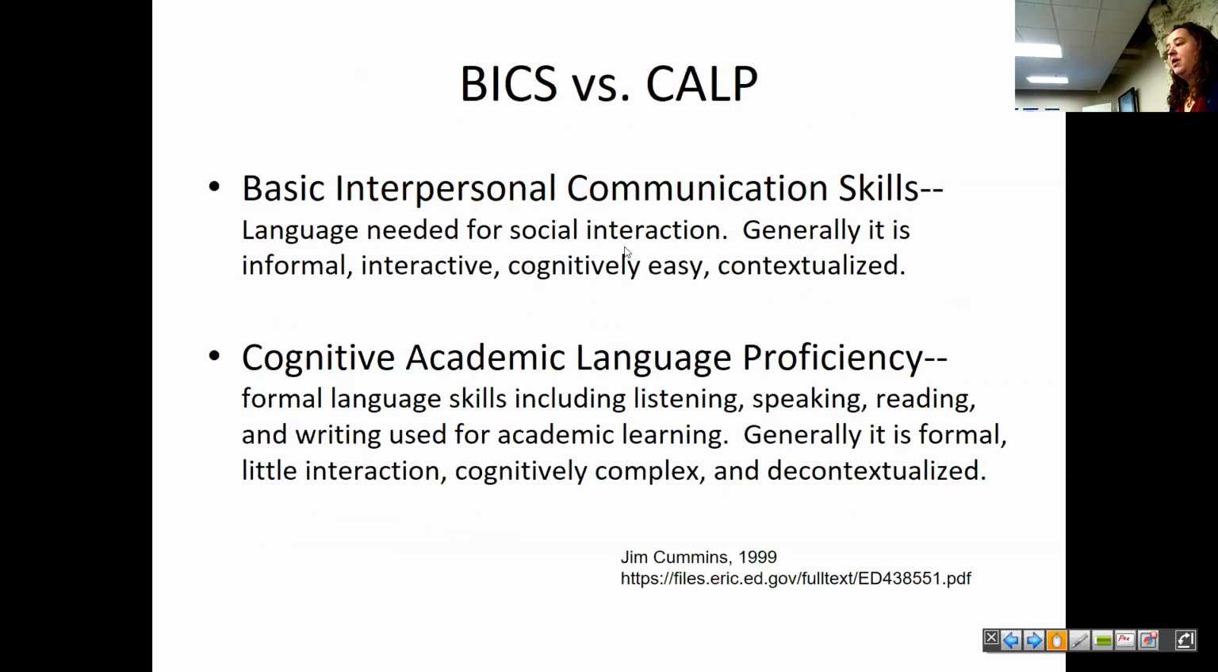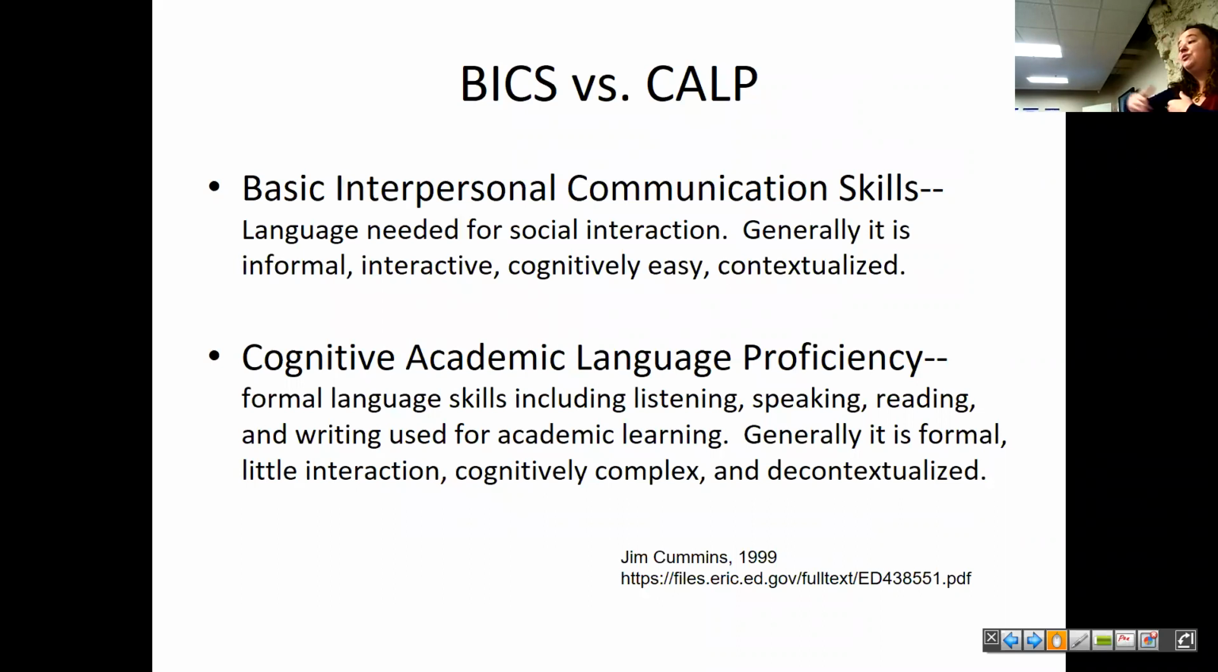So I want to introduce to you guys the two terms, BICS and CALPS. These were coined by Jim Cummins. BICS are basic interpersonal communication skills, and this is your basic conversational language. It's very contextualized. You're in person, you get facial cues, you can hear tone and inflection, you're able to see gestures. You might even be seeing tangibles, like touching the table, you know, what's this, or sit here, things that are just very contextualized, very easy, basic language. And that's the language that we first learn.